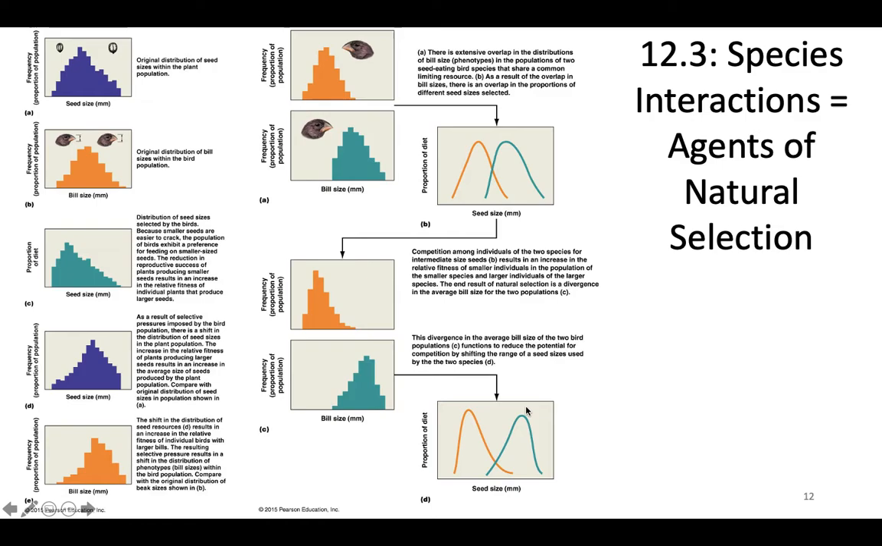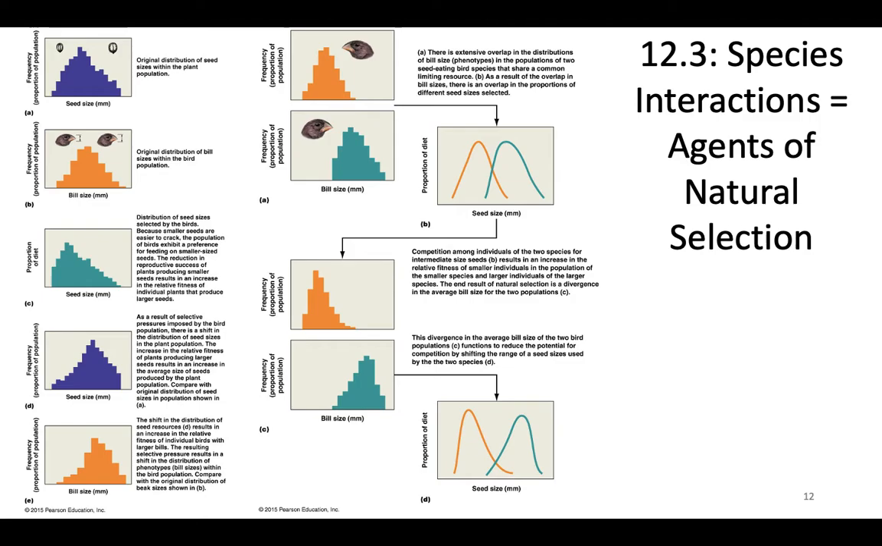So, I just wanted to go through that example a little bit. Oh, and then in this example, we were talking about disruptive selection. It's competition between the individual birds that causes them to separate out into different niches to feed on different seed sizes. We'll talk about niches in a second.